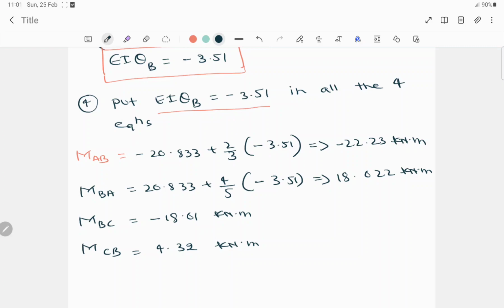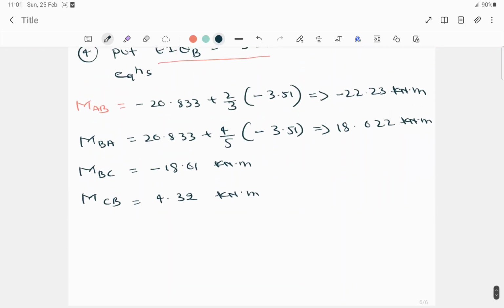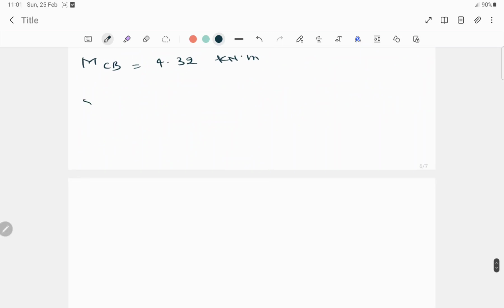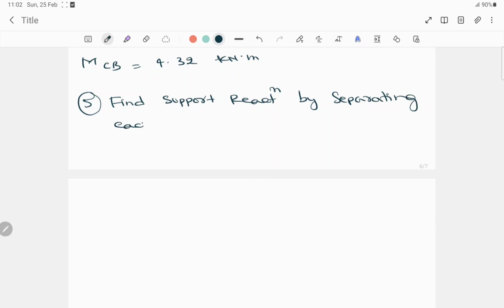Okay, now the 5th step is to find the support reaction by separating each span. Okay, so the 5th step, I'll write: find support reaction by separating each span. Now this is our fifth step.